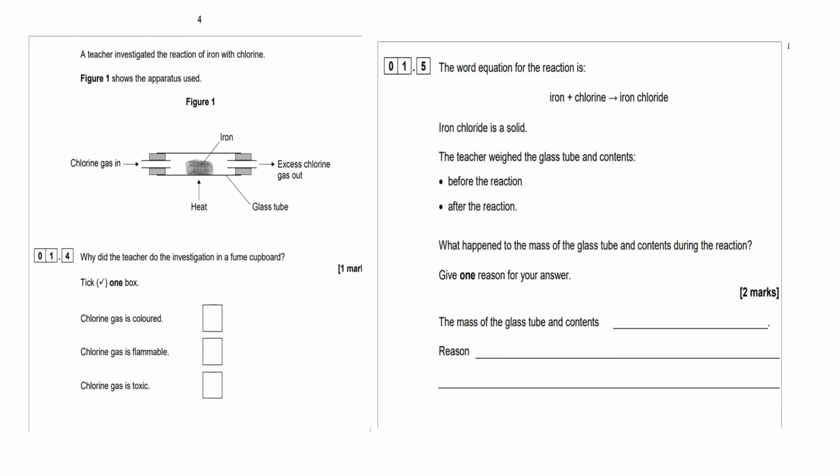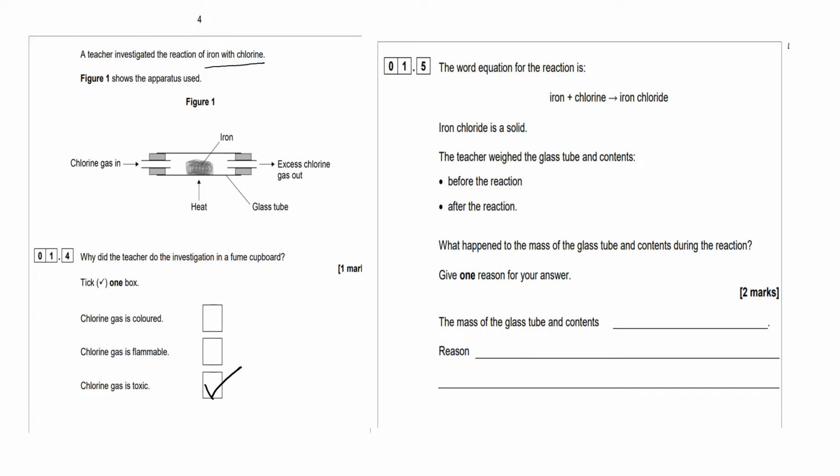Let's look at the next question. In this question, it says a teacher investigates the reaction between iron and chlorine, so that's the information that's been given to us. You are then given a labelled apparatus with your chlorine gas going in. It's been heated over iron wool in a gas tube, and any excess chlorine is removed. 1.4. Why did the teacher do the investigation in a fume cupboard? The obvious answer is that chlorine gas is toxic.